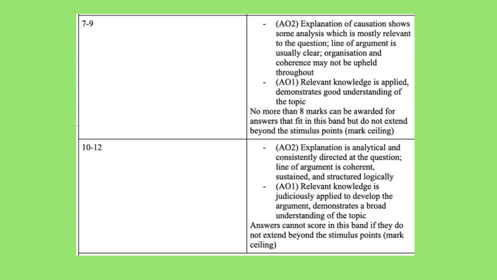Now here we're seeing words like analytical, consistently directed to the question, coherent, logical. So firstly, in order to be analytical, you need to have stated the factor that you think was an important cause and then explained it. So you've brought in bits of your own knowledge. You've explained why that caused the event. So make it really clear what you're arguing.